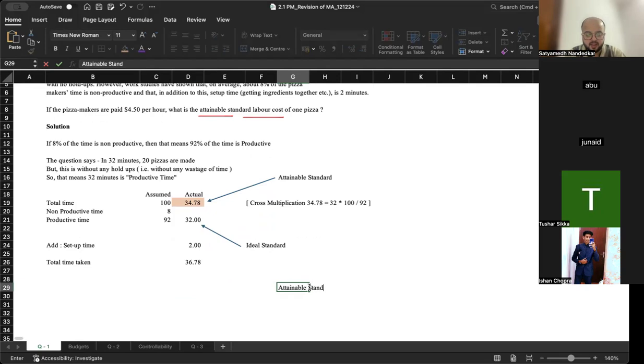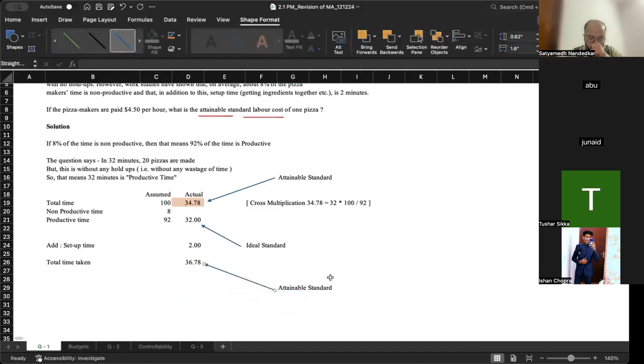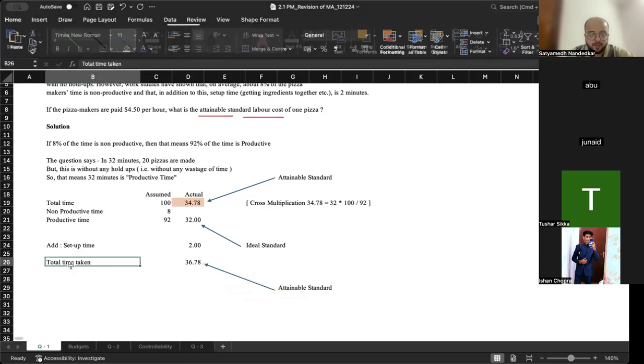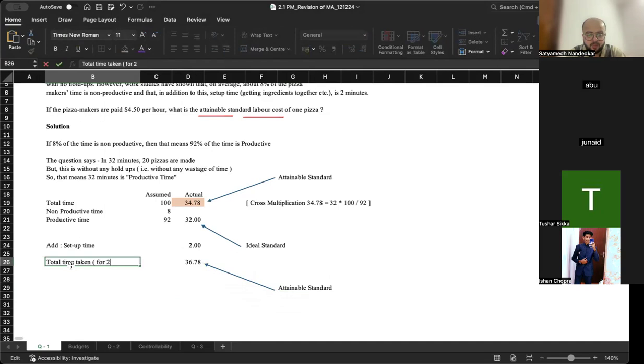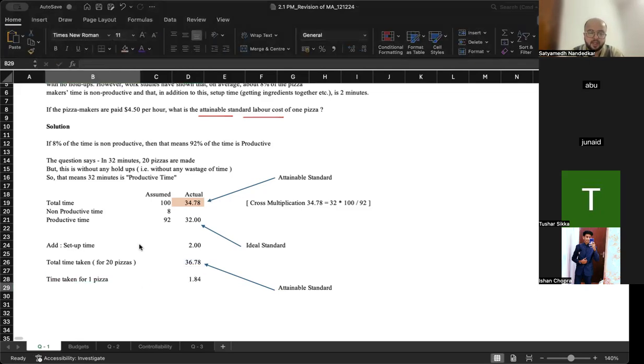Why is this attainable standard again? Because after factoring in the setup time, how much time will you need to set up the machine? You will need another 2 minutes. So this is your attainable standard. But this is total time taken for what? This is total time taken for 20 pizzas. So what is time taken for one pizza? 36.78 upon 20, that is 1.84.